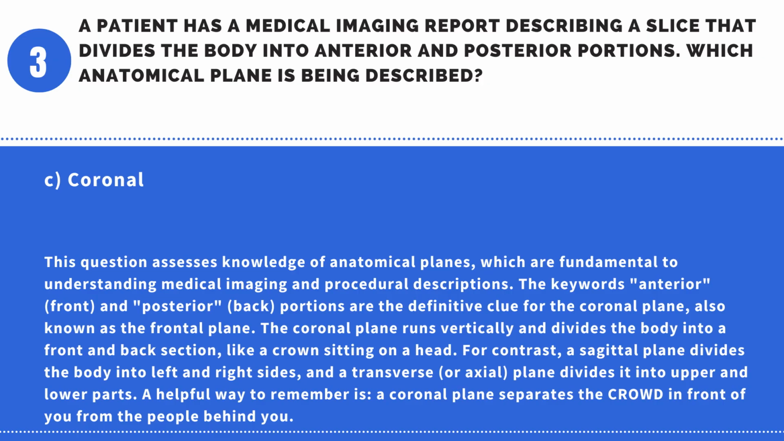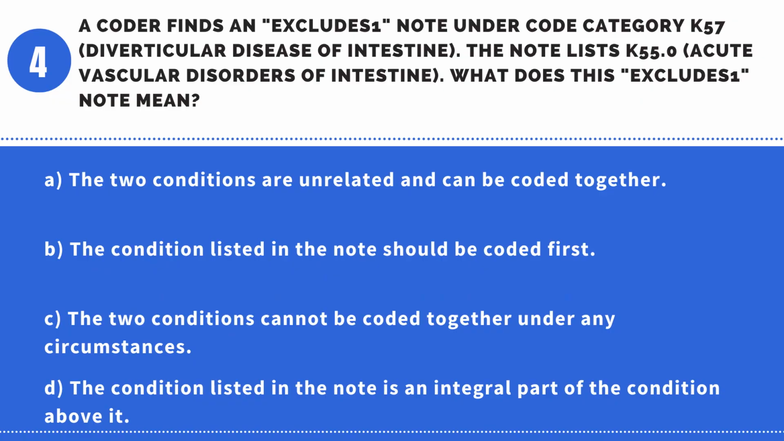frontal plane. The coronal plane runs vertically and divides the body into a front and back section, like a crown sitting on a head. For contrast, a sagittal plane divides the body into left and right sides, and a transverse, or axial, plane divides it into upper and lower parts. A helpful way to remember is, a coronal plane separates the crowd in front of you from the people behind you.